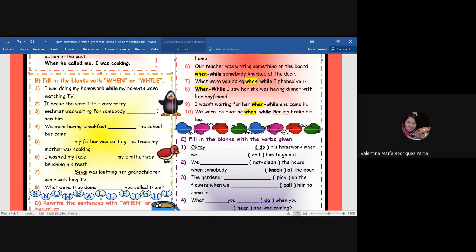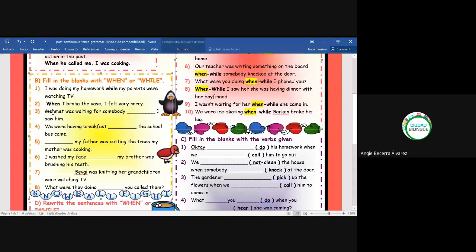Aquí, ¿qué dice? ¿Cuándo yo no quiero florero? No, while. While, mientras yo rompí el florero, me sentí muy mal. Yes, when. It's when. ¿Cuándo? Ok. Cuando rompí el florero, me sentí mal. When I broke the vase, I felt very sorry. Perfect. So now, Jamie, number three.